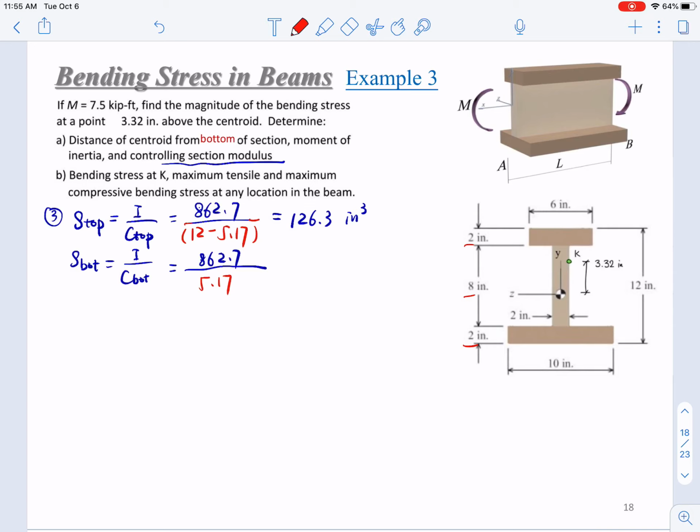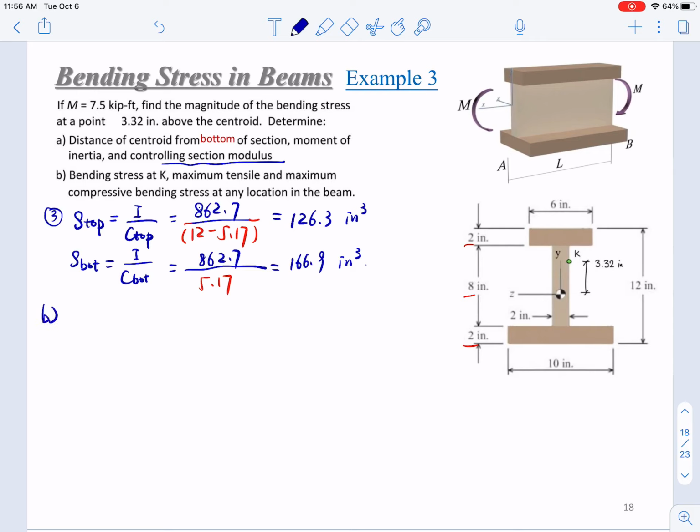So here it is 166.9. You can see that in this example, because this shape is a composite section, it's not symmetric. So our C top and C bottom will be different, not the same. Then we're done with question A. Then let's look at part B.